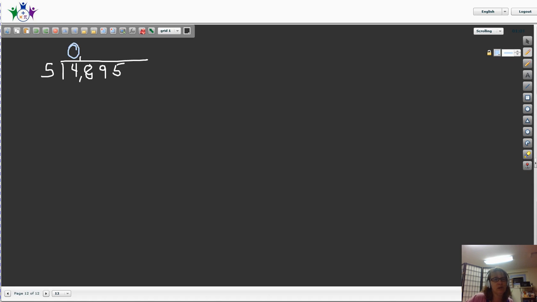So first we're going to look at this space. What times 5 gets you 4? Nothing. So we have to go into our bigger number. If you think about what times 5 gets you close to 48, the answer is going to be 45. And this is why you need to know the multiplication tables, because you have to know how you're going to get close. And we know that 9 times 5 is 45.